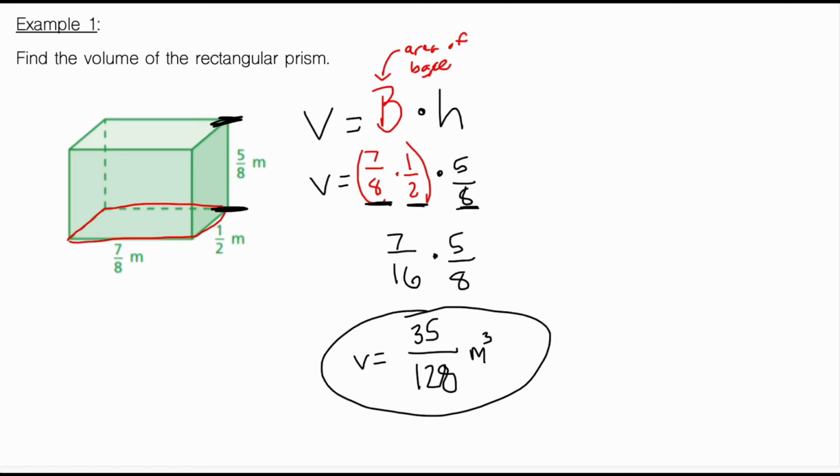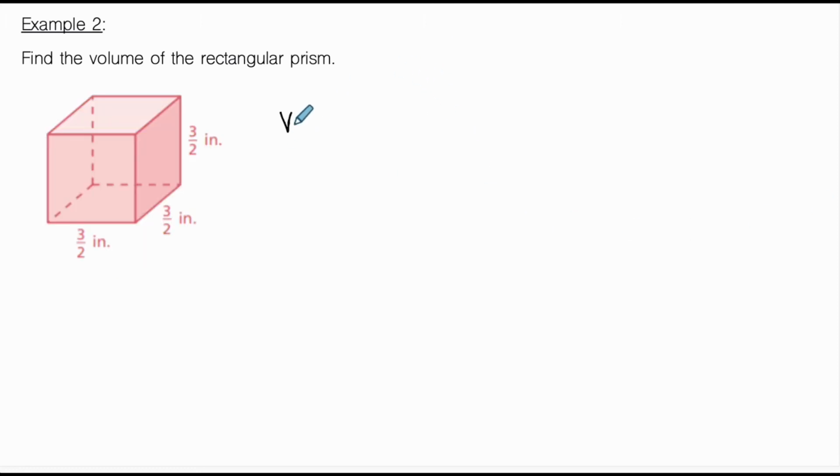I'll do a couple more examples just for the sake of showing, but they're all pretty much the same. They're all going to follow the same exact formula. Volume is equal to the area of the base multiplied by the height of the actual prism. This is a cube, so all of the dimensions are exactly the same. 3 over 2 times 3 over 2 times 3 over 2. So the base is a square, length times width, 3/2 times 3/2, multiplied by the height, which is also 3/2.